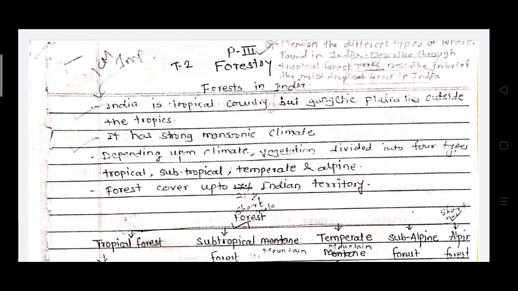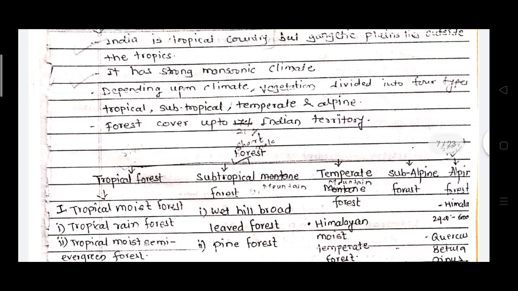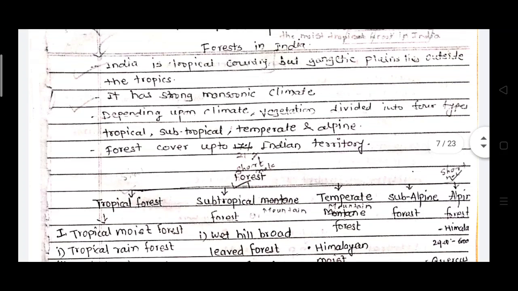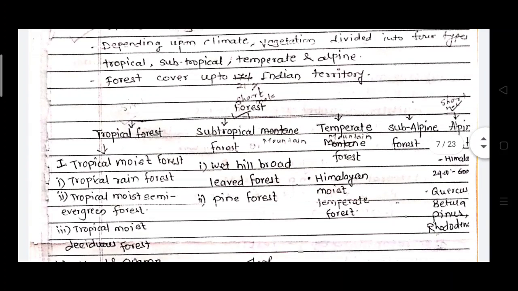As you know, India is a tropical country, but the Gangetic Plains lie outside the tropics. In India there is a monsoonic climate, and depending on the climate, the vegetation is mainly divided into four types: tropical, subtropical, temperate and alpine. The forest of India covers about 21% of the area of India. Multiple choice questions are asked on this point.